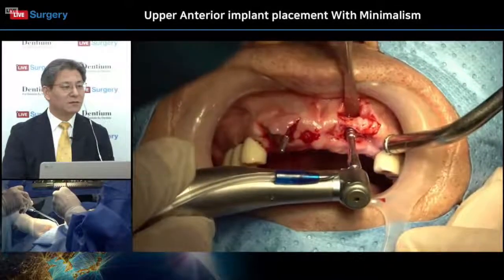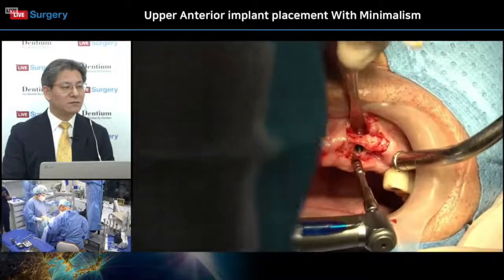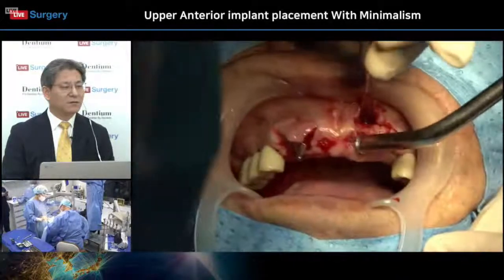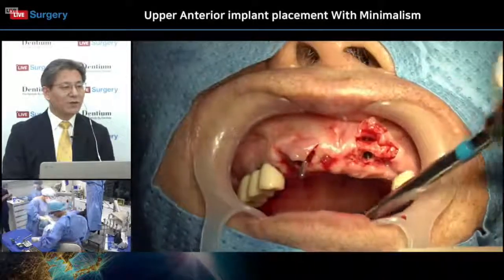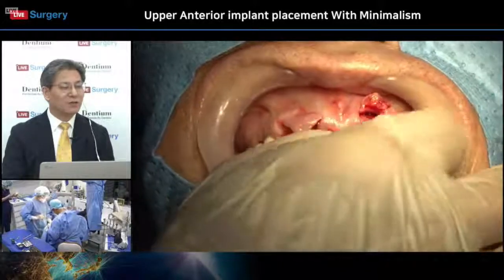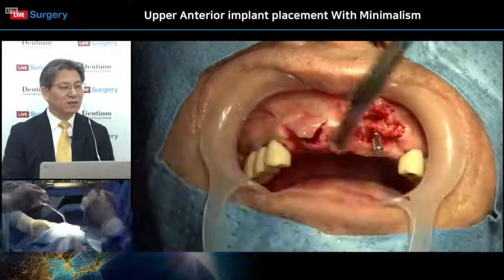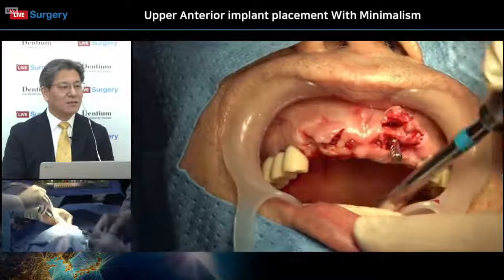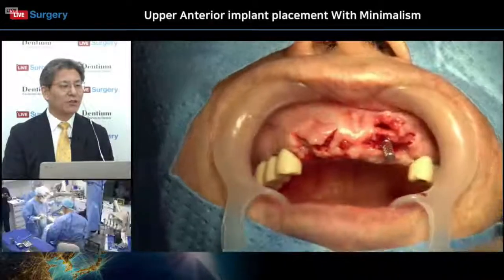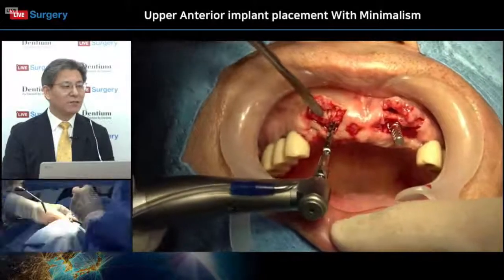Especially, I will try to place Osteon 3 collagen grafting on the small defect and also a little bit of augmentation on the labial side. So when you have the upper anterior area, three-dimensional positioning is a very important factor for the proper prosthesis at the final stage. So Dr. Chung is checking and checking again the position, angulation, and depth of the implant fixture.